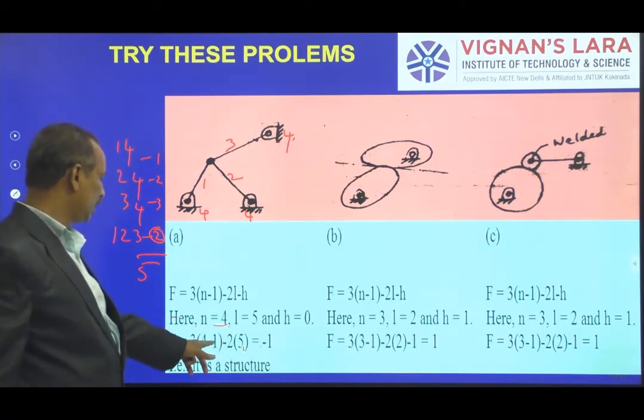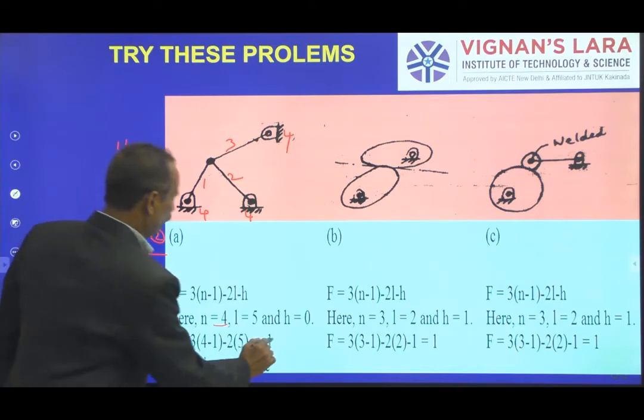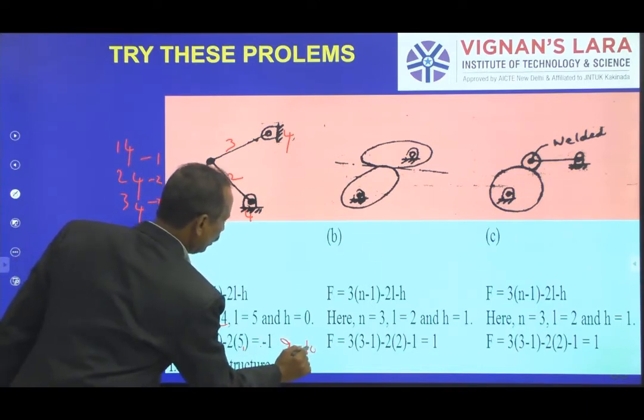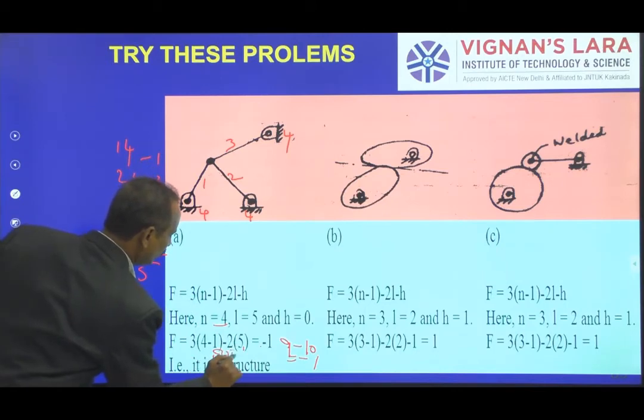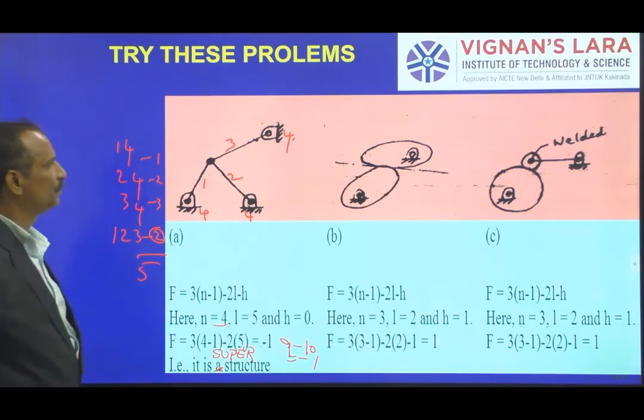That is 3 3s are 9. 9 minus 10, which is minus 1. Superstructure. Negative degrees of freedom is called a superstructure.